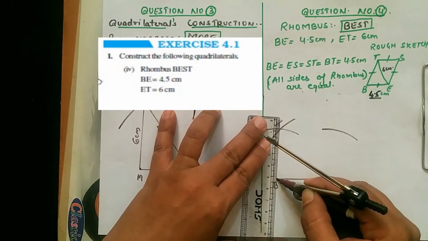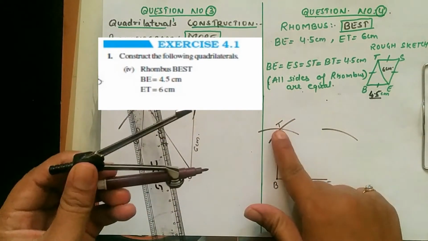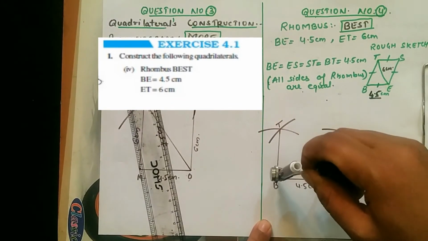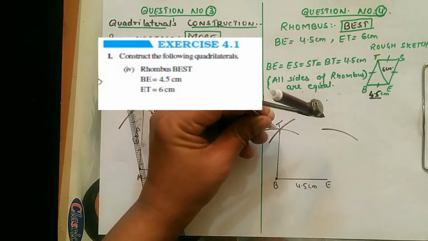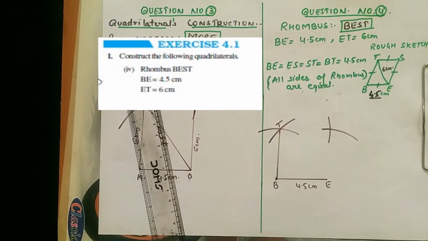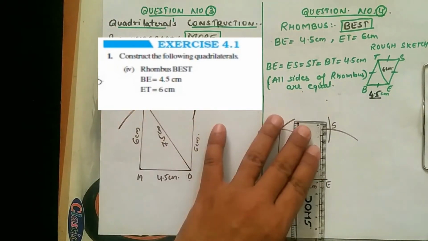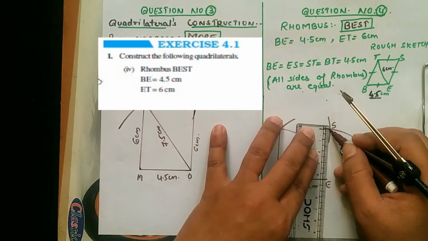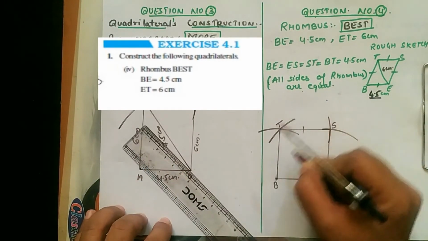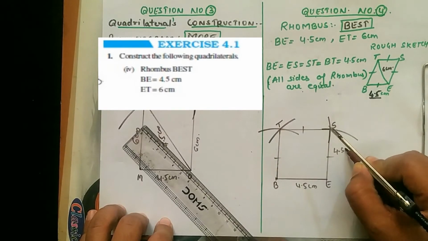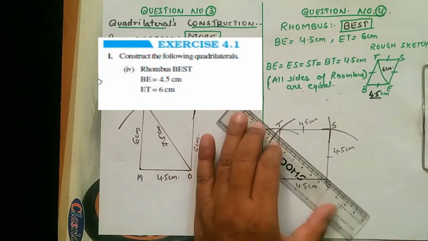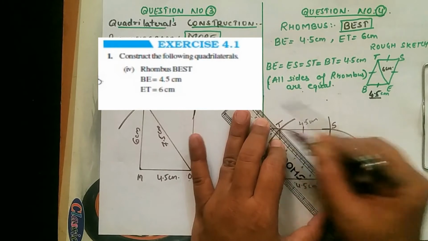Join this BT, taking T as center. You can take this measurement again with the help of ruler and compass. Put your pointer on T and draw an arc on this given arc. In this way you have got your S intersecting point. Now join ES, TS, and here you are with your rhombus. This is your 4.5 centimeter, 4.5 centimeter, 4.5 centimeter, and ET as your diagonal, 6 centimeter.